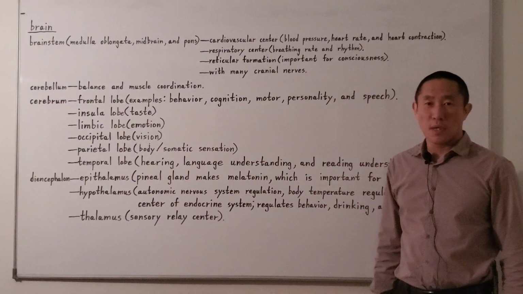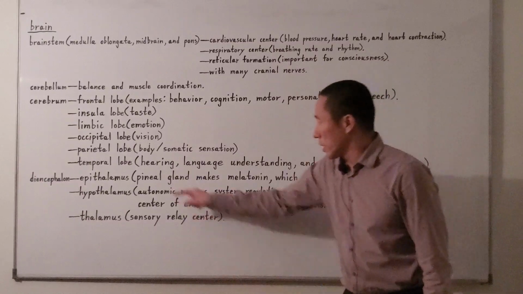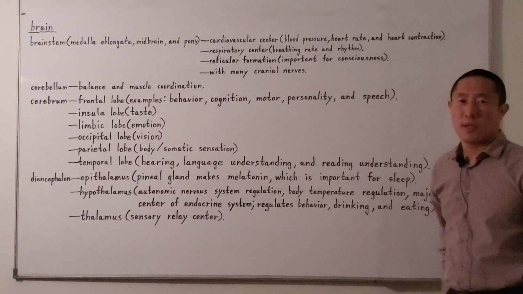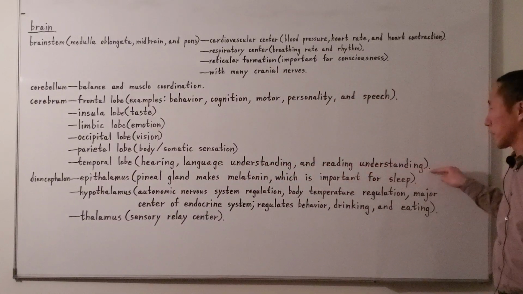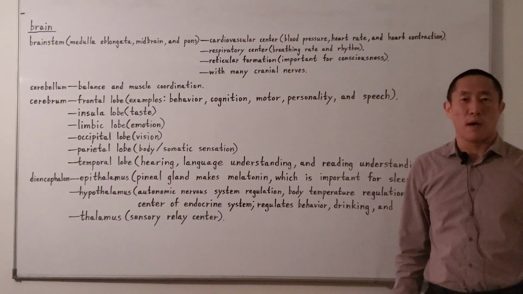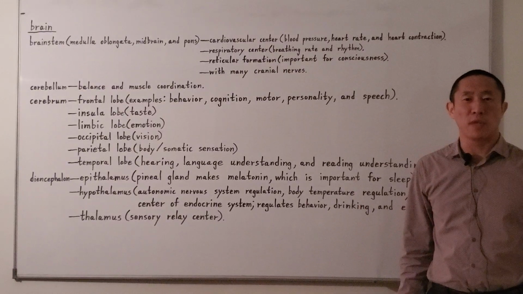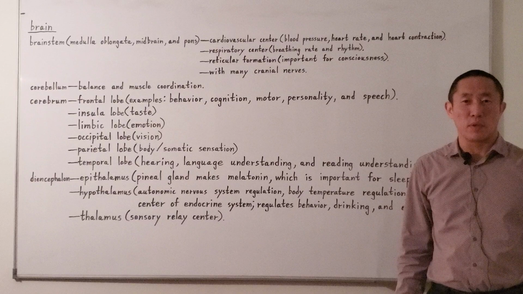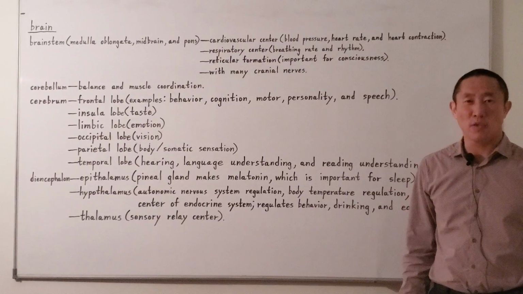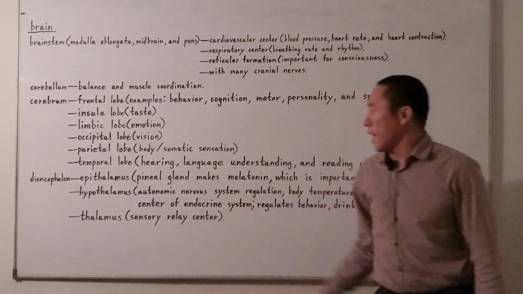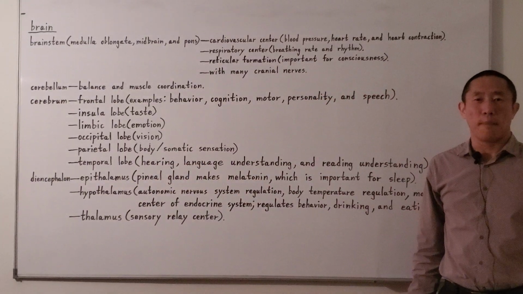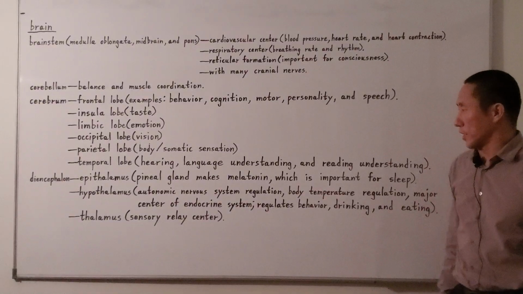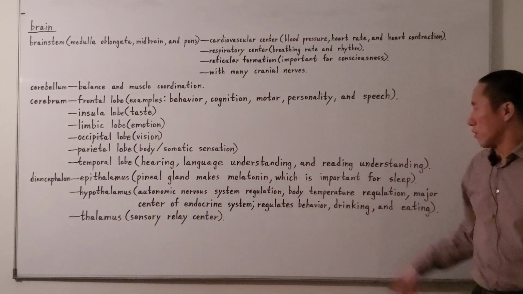Now, for the temporal lobe, it's important for hearing, language understanding, and reading understanding. So how can you remember that? The word temporal sounds like temple. So it's like going to a temple. We listen to the pastor or the minister talk, so it's listening, so it's hearing, right? And then when we read the scripture, it requires language understanding and reading understanding. So you can see language understanding and reading understanding.